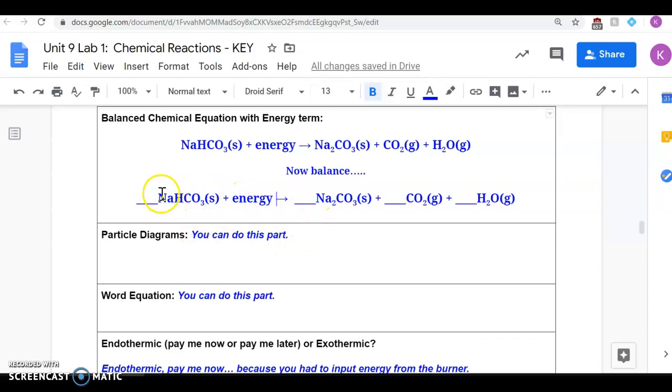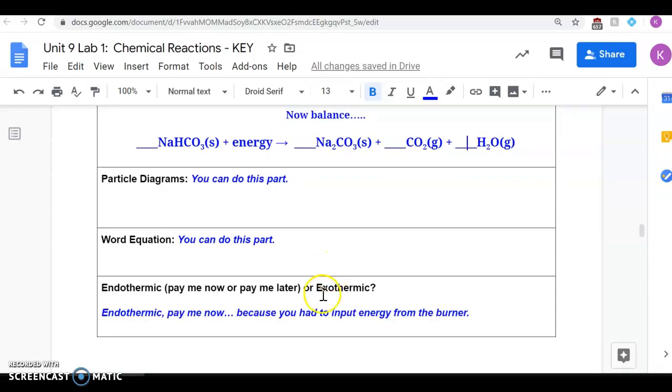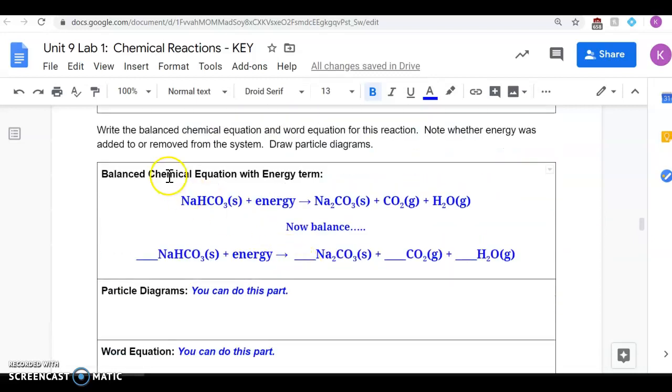All right, so just as a hint for this one, sodium bicarbonate, because it has that H in it. And this is sodium carbonate. And then, of course, this carbon dioxide and water, you know, okay? And don't forget in your word equation to say how many moles of each thing there were, all right? And again, this one's another endothermic reaction because you had to input energy to make it happen. All right, that is that.